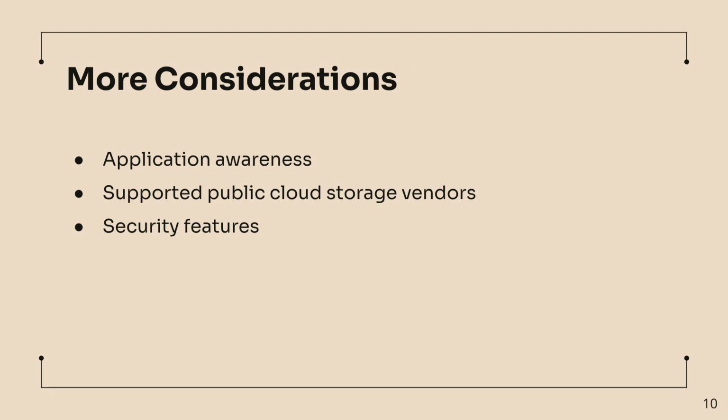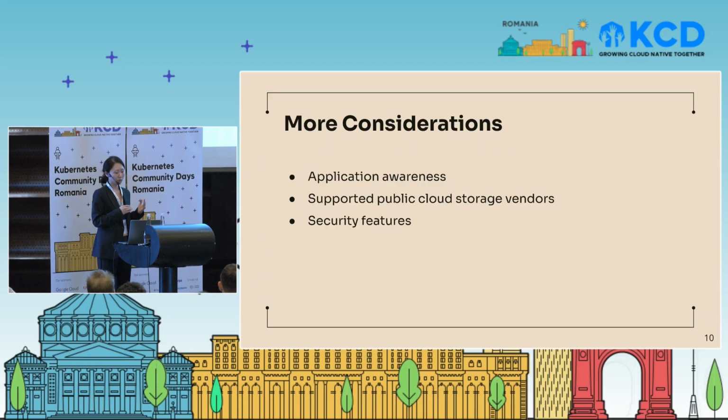Furthermore, we can consider more criteria. For example, Velero doesn't support application awareness, and Portworx and Kasten K10 are different in supported public cloud storage vendors and security features.